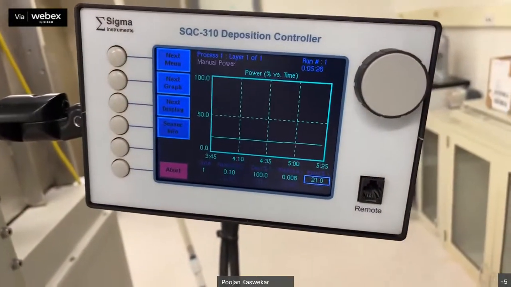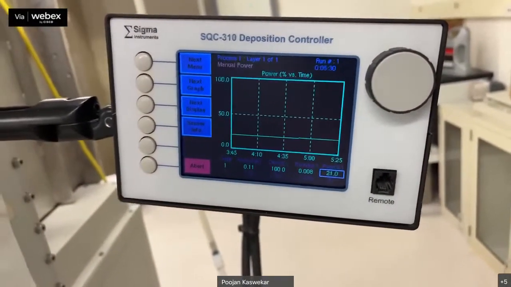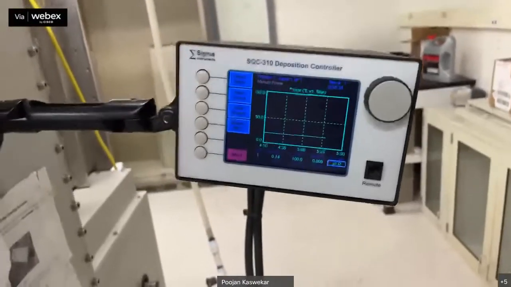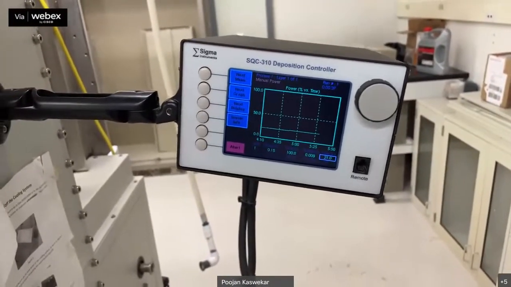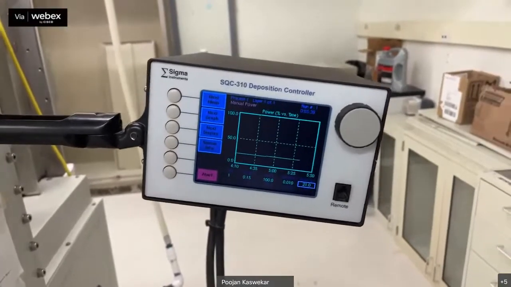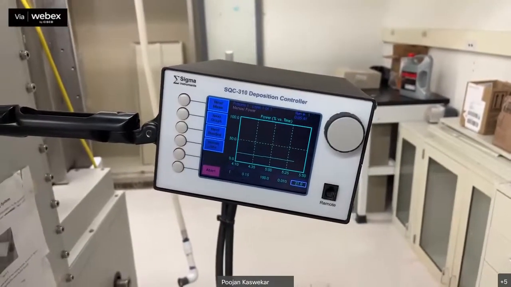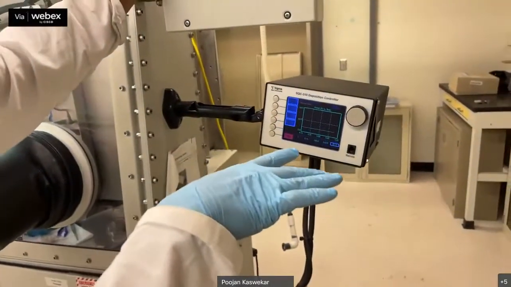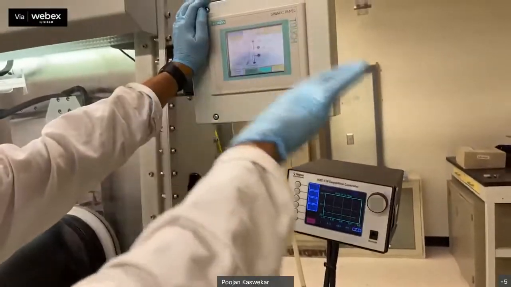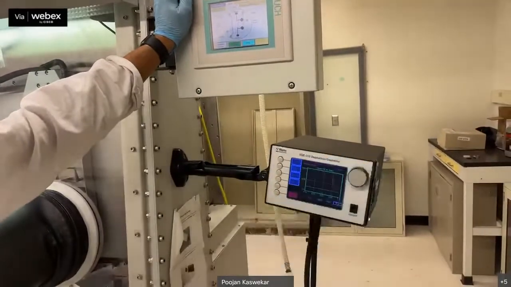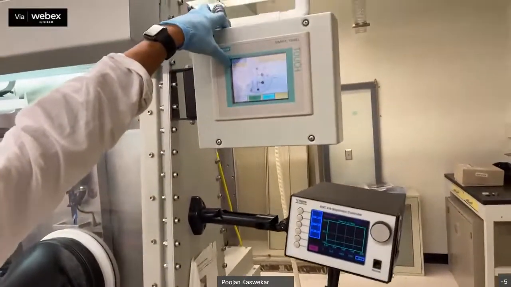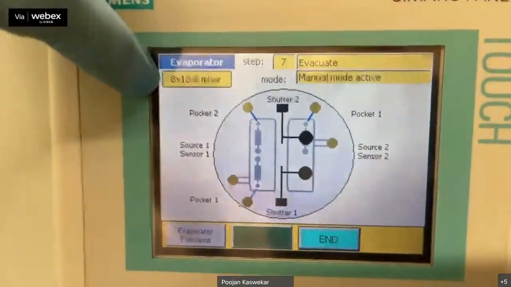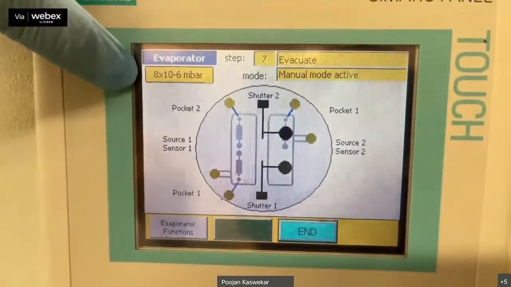Okay, 21. Yeah. We can't show you what's happening inside the evaporator because it's completely enclosed. We just need to see this evaporation and all these things. So initially it was at 5 times 10 to the power of minus 6 millibar, but now it jumped to 8 times 10 to the power of minus 6 millibar because of silver evaporation.